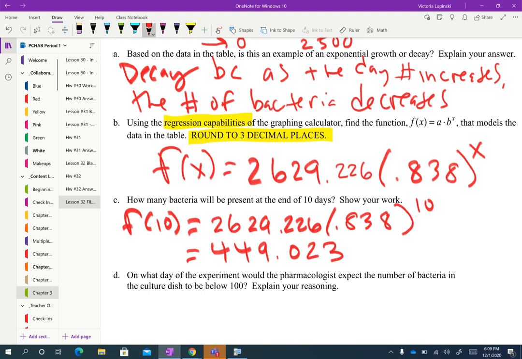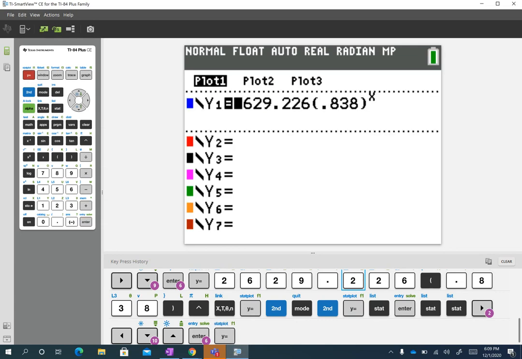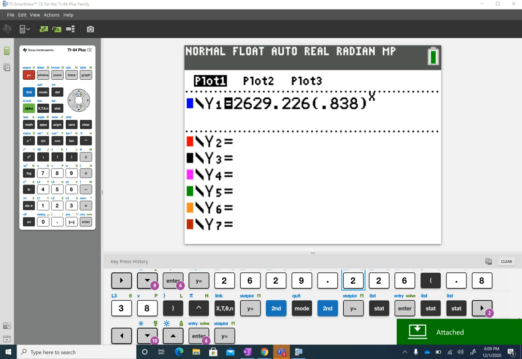Then on what day of the experiment would you expect the number of bacteria to be below 100? Explain your reasoning. So a couple of different ways that you can do this. I think the easiest of which is to go back to the graphing calculator. So if I go back to my graphing calculator here, I'm now going to go to the y equals, and I'm going to type in my equation, which again, if you take a look here, I've already done for you. So if I go to my y1, I'm going to get 2629.226 times 0.838 to the x. That is the equation that I found.